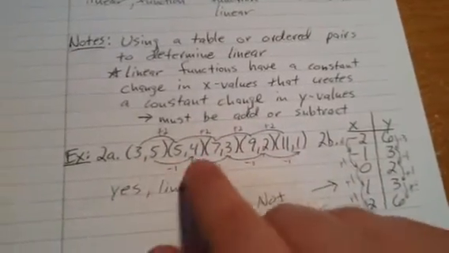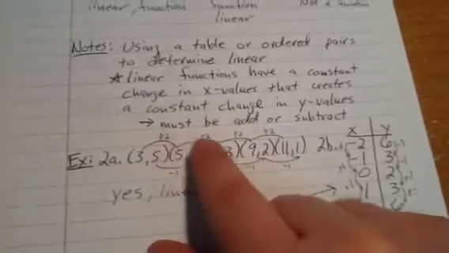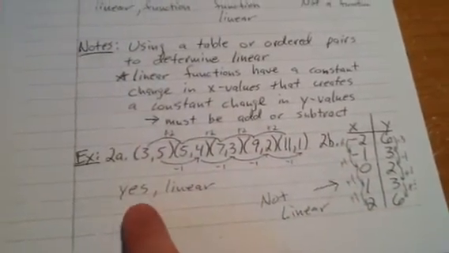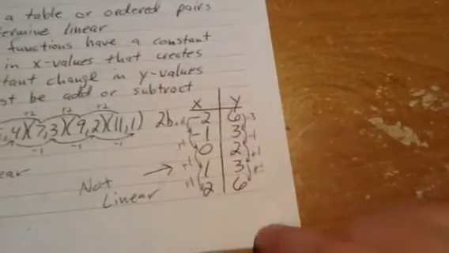And so those are going down 1 each time. So a constant change in x is creating a constant change in y. And so this is, yes, it is linear. You can also do the same thing with a table, except our ordered pairs are written vertically.